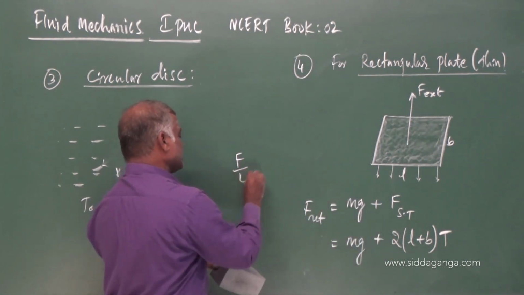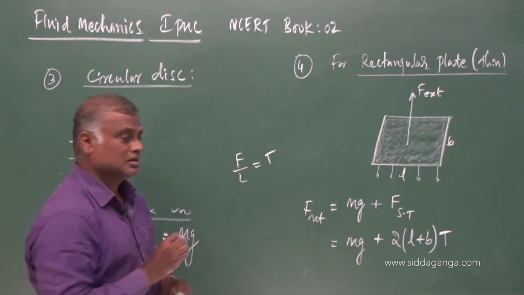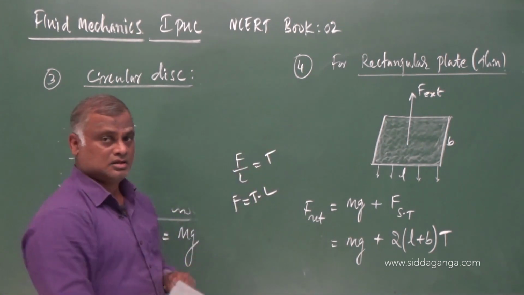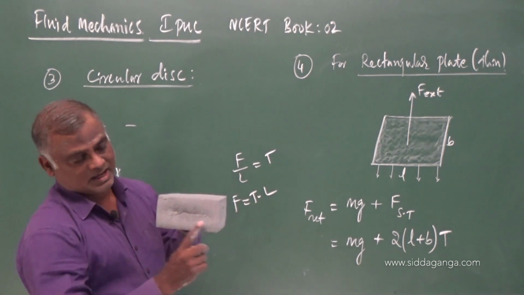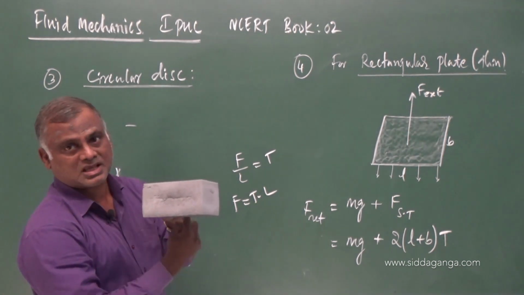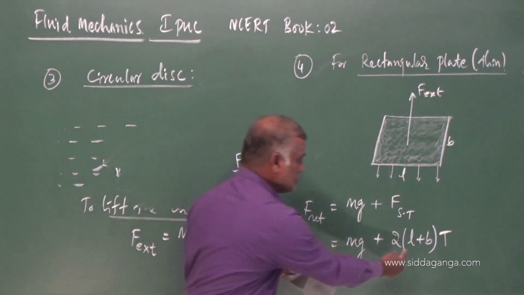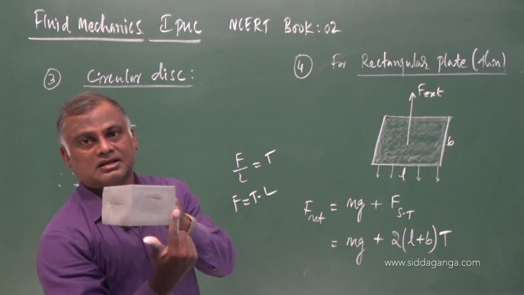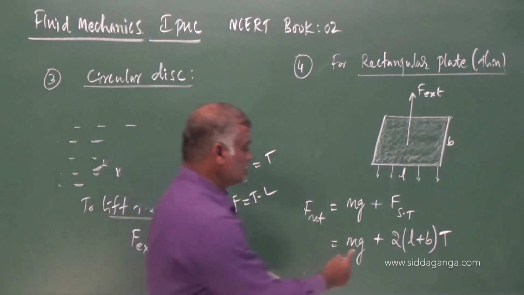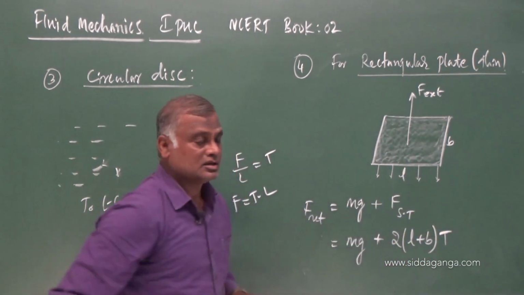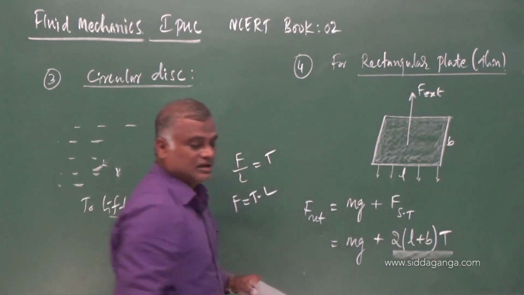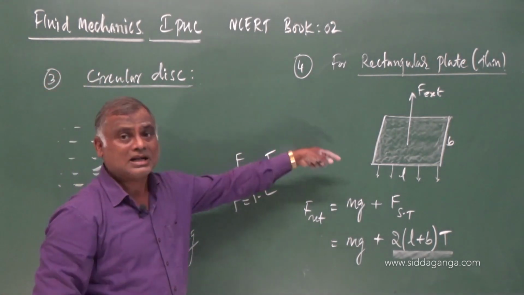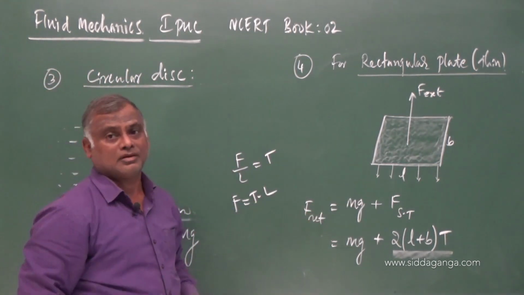Force per length is surface tension. Force is equal to surface tension into length. Length one side L plus L, 2L. Breadth one side B, here also breadth B, plus B, 2B. So (2L plus 2B)T is the force due to surface tension acting on that rectangular block when it is lifted up.